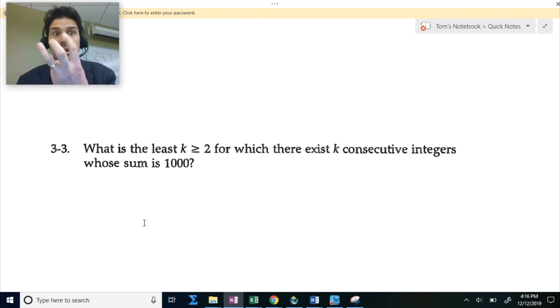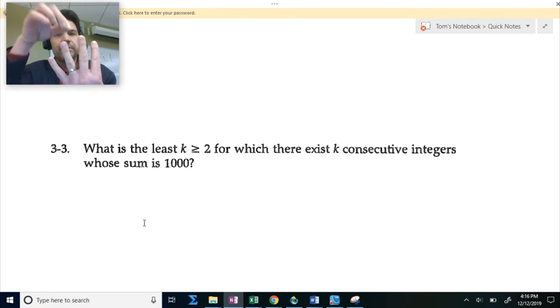So if you try 3, you would need 3 numbers that add up to 1,000, but 1,000 isn't divisible by 3, and the average of these 3 would be the middle number. It's like 333 and a third would be the middle number, but that's not an integer. So 3 isn't going to work. Is 4 going to work? Well, if you take 1,000 divided by 4, you get 250. But with 4 numbers, the average of the 4 numbers would have to be 250. And 250 would not fall in the middle here, right? It's not going to work.